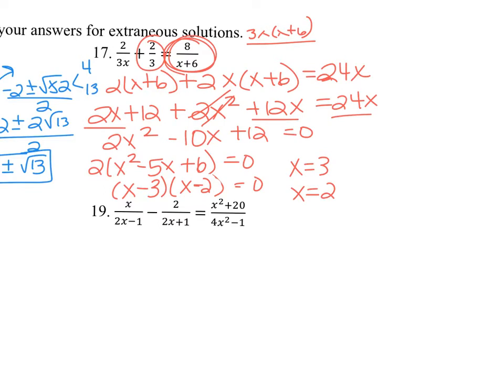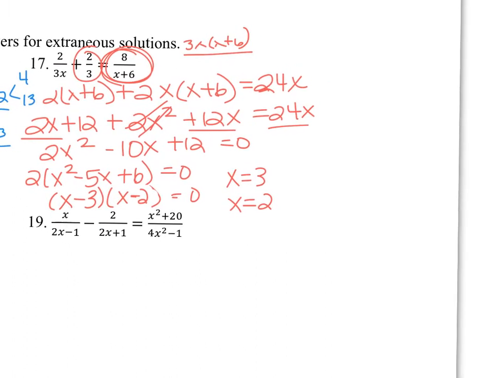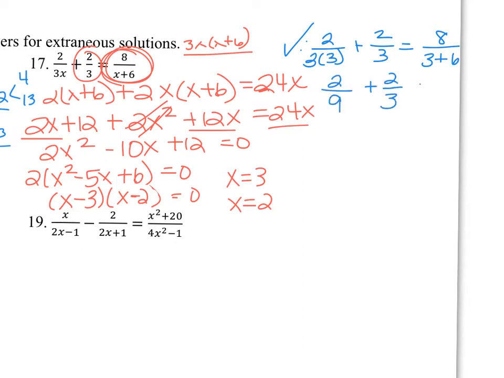So if I come over here a ways and check, let's check 3 first. So I have 2 over 3 times 3 plus 2 over 3. Does that equal 8 over 3 plus 6? So I have 2 over 9 plus 2/3 equals 8 over 9. So if I change this second fraction to be 9, multiplied by 3, I get 6. 2 plus 6 is 8. 8 over 9 equals 8 over 9. Sure enough, 3 is a solution.